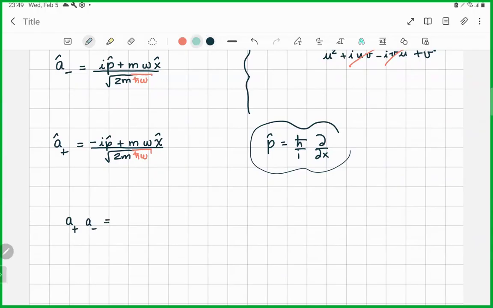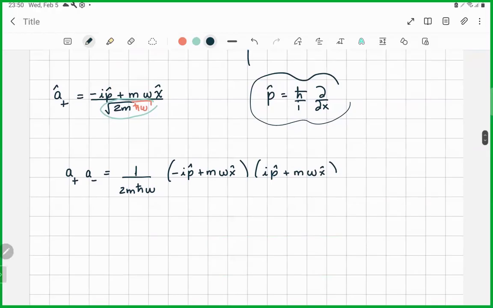Well, this whole term here we can put in front because it's constants from both sides, no? So 2m and h bar omega coming from both sides. Now I'm going to copy here what we have in the numerator of the A plus, just copying what is above. And now from the A minus, which is i p plus m omega x. Very good. Well, let's continue.